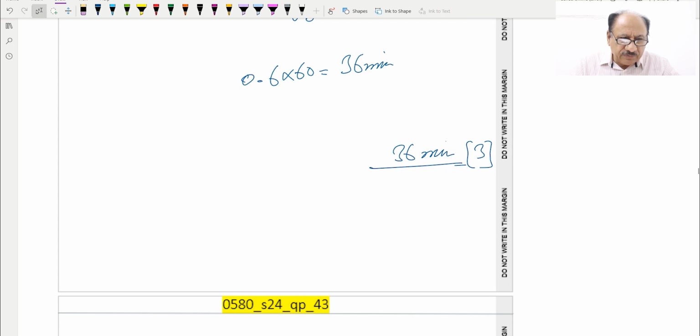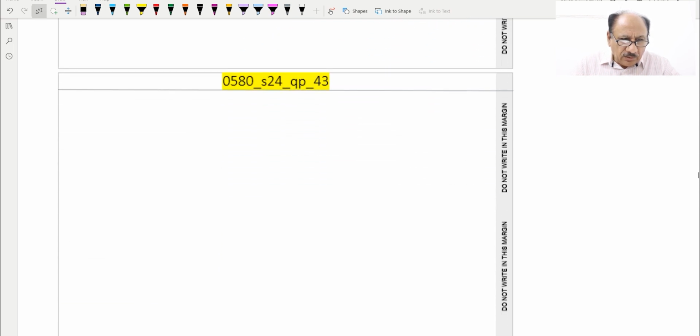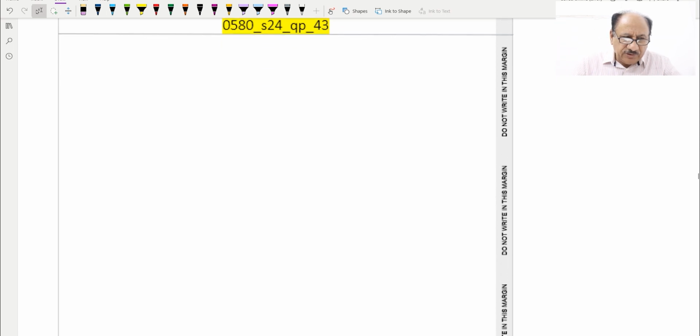Now we can go through the next part as well. This is the B part. A train travels a total of 240 kilometers, so distance is equal to 240 kilometers. The train travels 40 minutes at an average speed of 100 kilometers per hour.